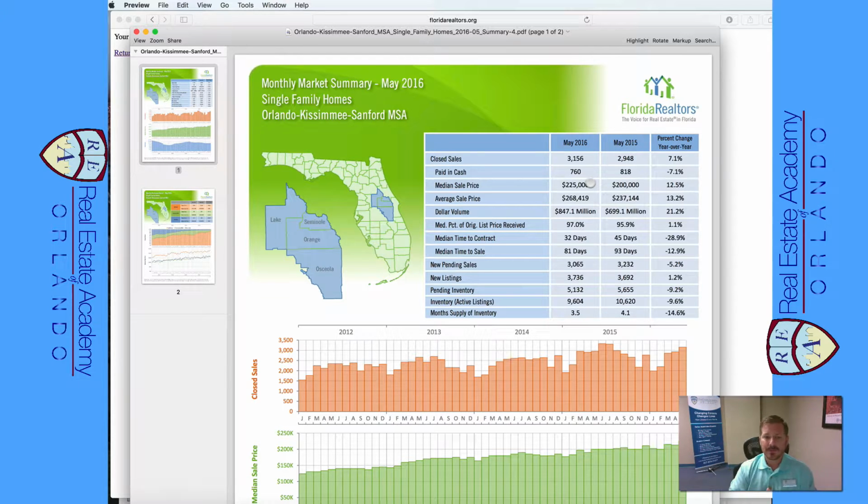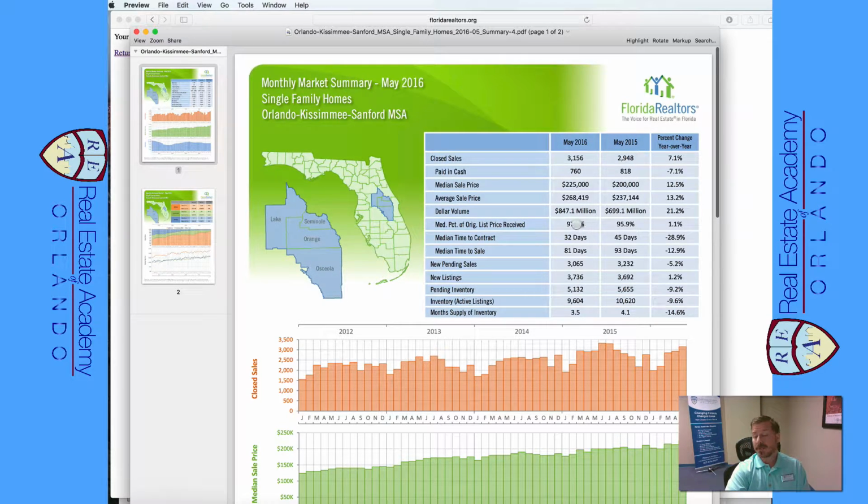Going down to median percent of original list price received. Now, May of 2016, we're looking at 97%. What that number is telling us, using simple numbers, is that if the house was listed for $100,000, it should sell for about $97,000. This is an important number for us because this is letting you discuss with your homeowners or your sellers what they're likely to see in the marketplace.